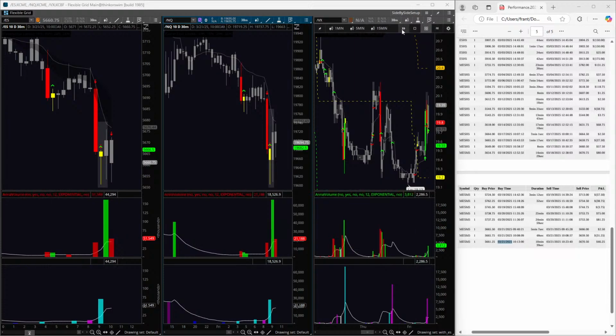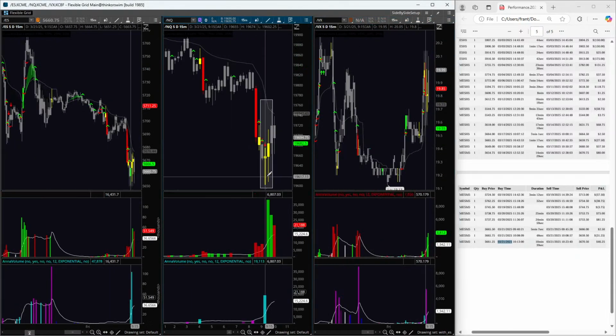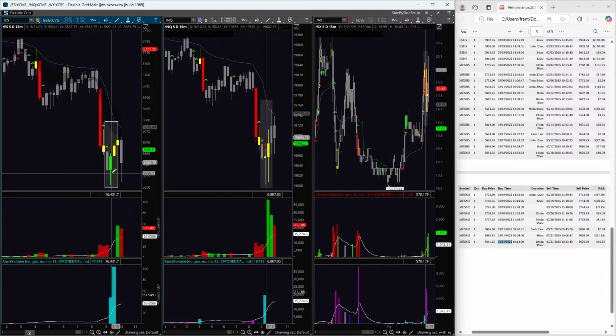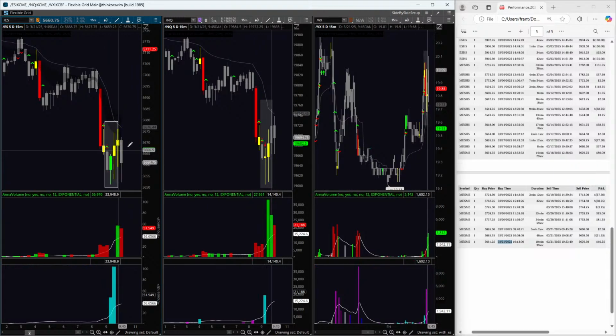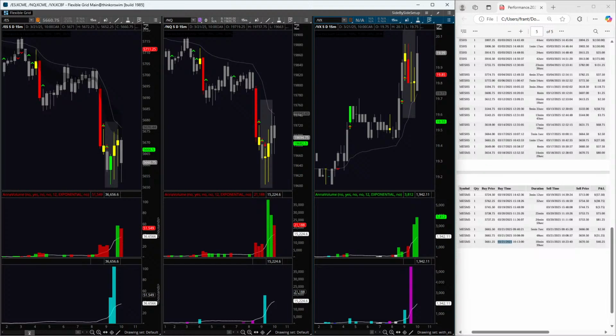Kind of doing this on the fly. We do have confluence with VIX so far. What's going on? 15 minutes. 15 minutes also got absorption. Got 15-minute absorption.